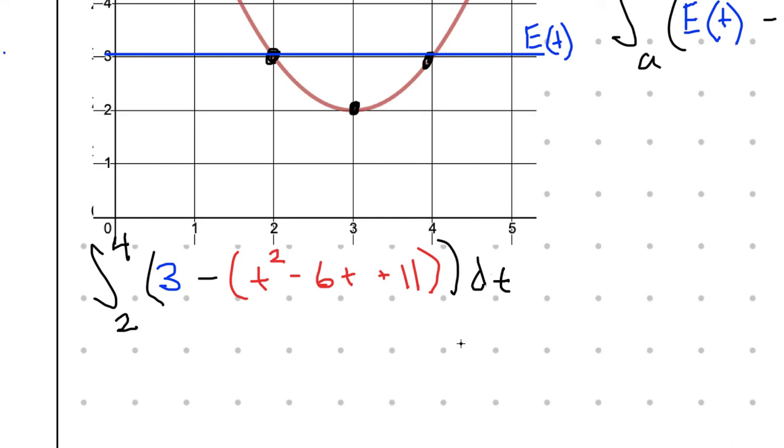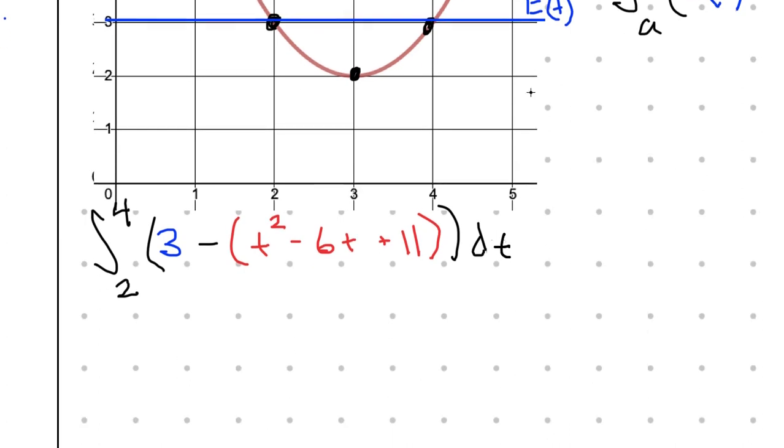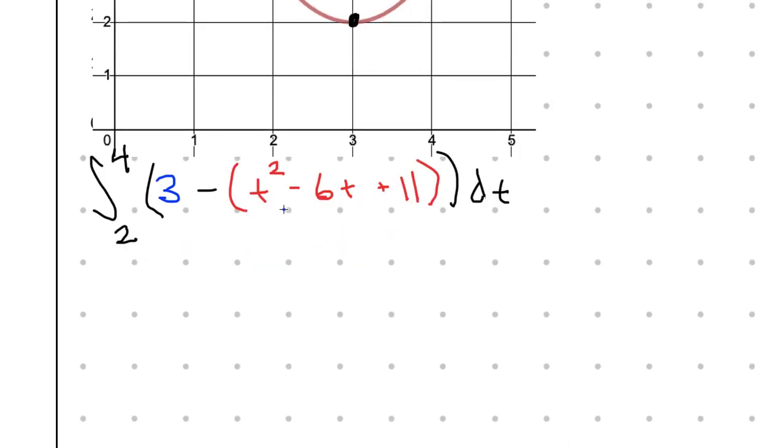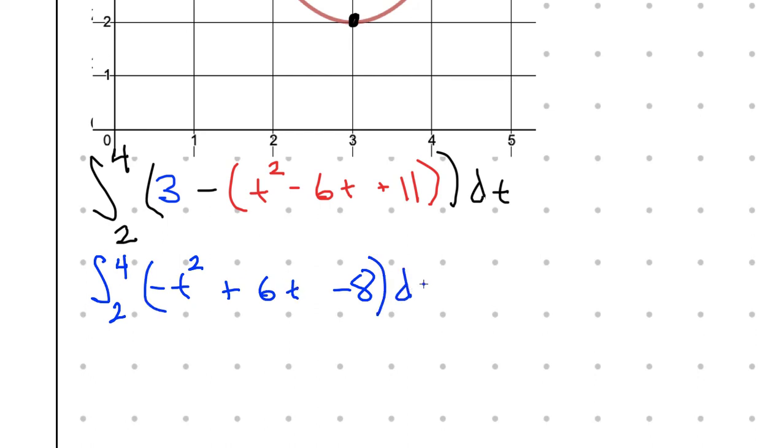All right, now let's do this by hand. You will be expected to do these by hand if they're easy like this, and if they're hard, then you have a calculator. So let's try this by hand to get some practice in. First, let's combine like terms. So I'm going to rewrite this integral. This is now the integral from 2 to 4 of negative t squared, negative 8 over here, and plus 6t, and then all that thing dt. Okay, so we've simplified it.